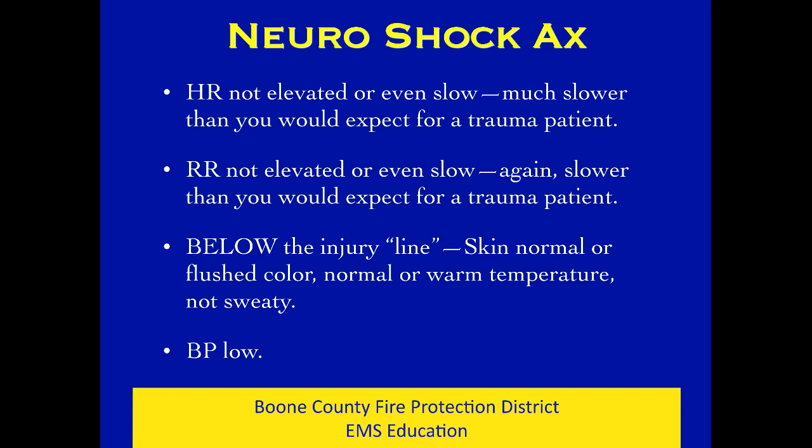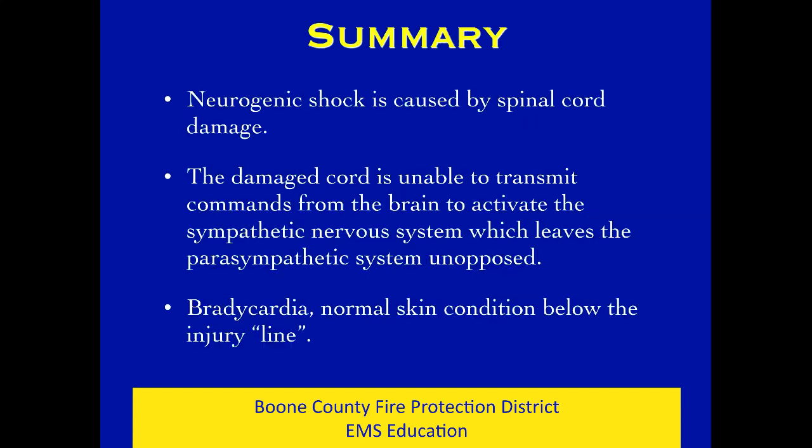And then below the injury line, like we talked about, that skin will be normal, flushed, warm, but not cool, pale, and clammy. And their BP is going to be low. So this is the key concept that we want everybody to know about and work with. And so summary-wise, neuroshock is caused by spinal cord damage, whether it's permanent or temporary, and that means that the cord is not able to transmit commands. And so the sympathetic nervous system has no ability to oppose the parasympathetic, and you get that bradycardia, that normal or flushed skin condition below the injury line.